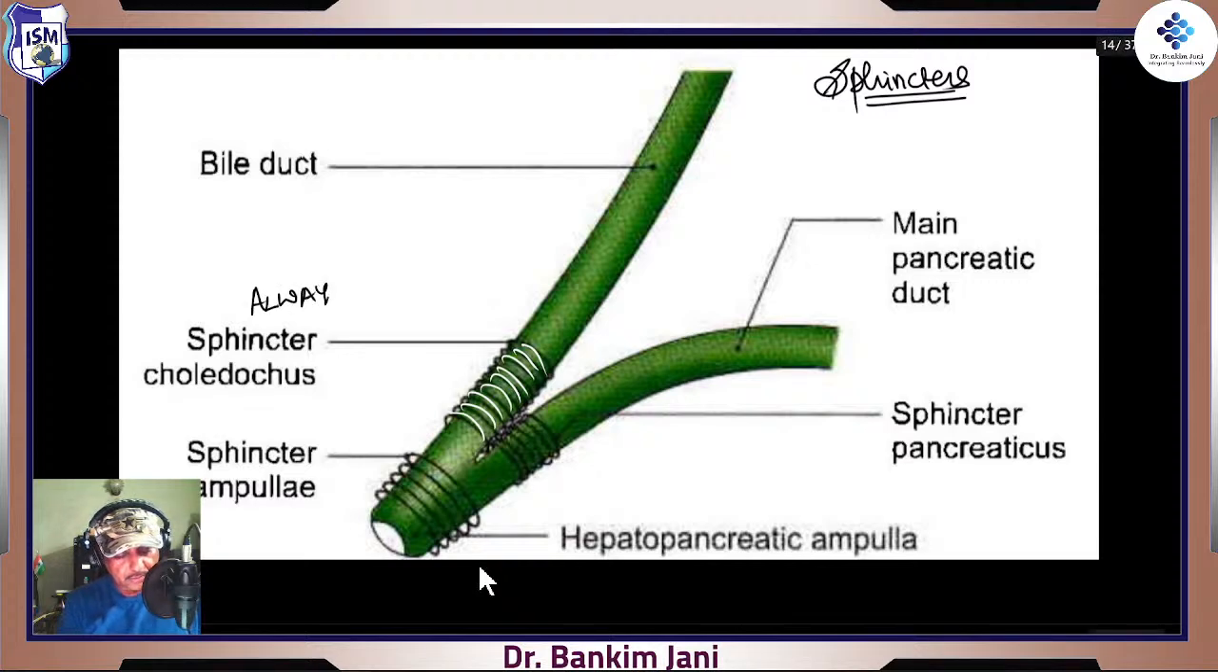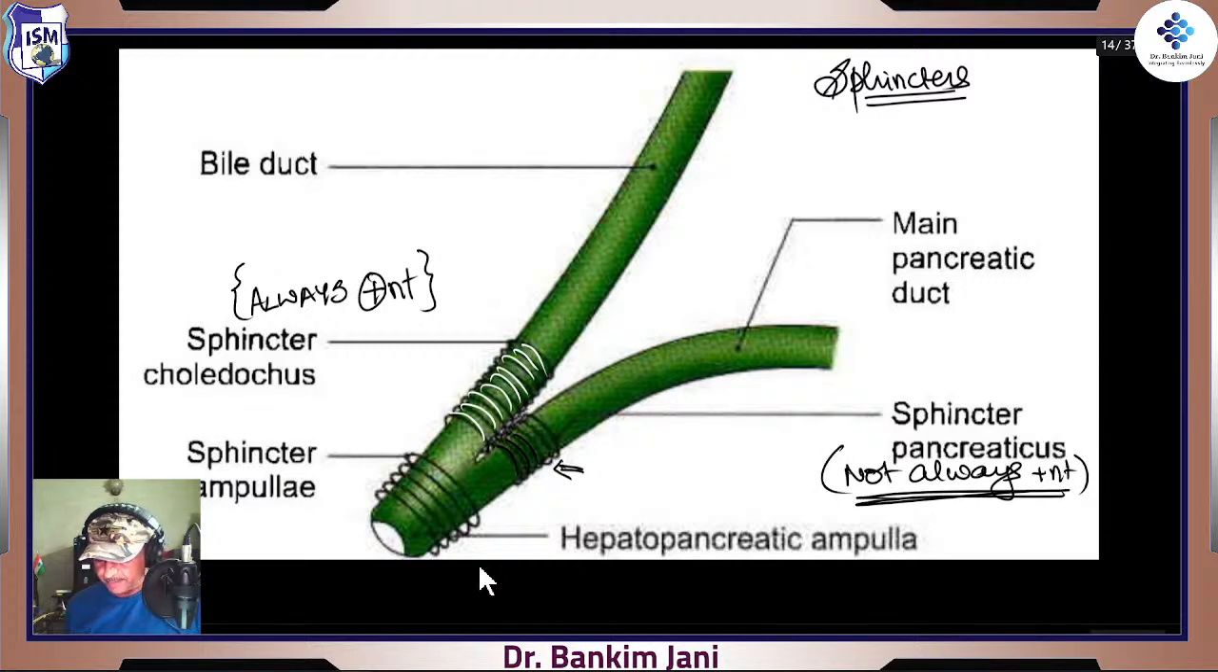And this is always present. So it means there must be something else which is not always present, and that is sphincter pancreaticus. This one we are dealing with. This is what we are talking about, right? So not always present.